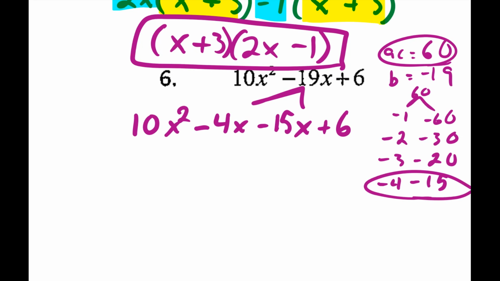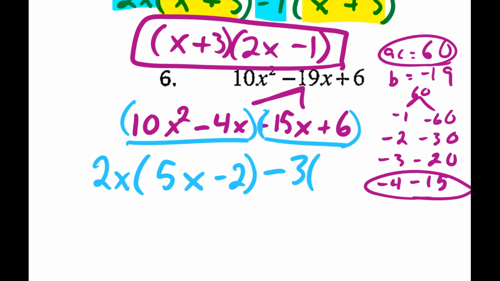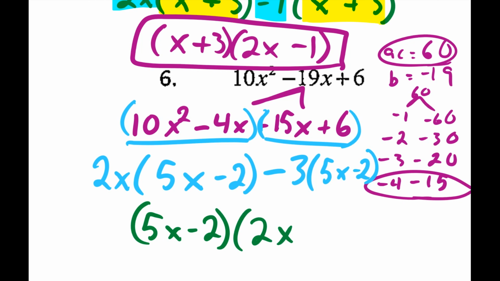Next, we're going to go ahead and look at the first two, and we're going to look at the last two. And we're going to factor. What can I take out of the first two? I can take 2x, and on the inside, I'd end up with 5x minus 2. This one, I can take out a negative 3, and that's going to give me, well, 5x minus 2 again. And so my final answer ends up being 5x minus 2 and 2x minus 3.